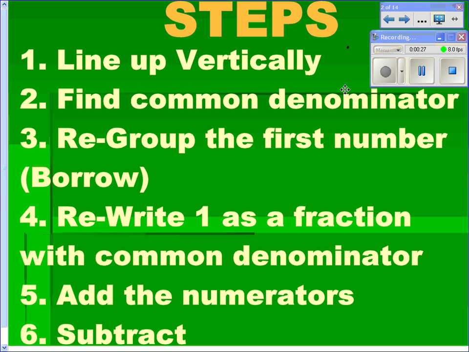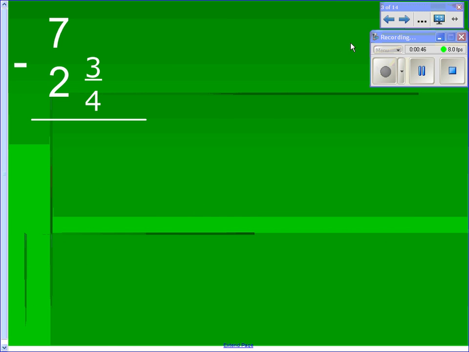Then you're going to find the common denominator. Okay? Step 3 is you're going to regroup the first number or borrow. Step 4 is you're going to rewrite the first fraction as a fraction with the common denominator, add the numerators, and then subtract. So of course we're going to do some examples so you know what we're talking about.